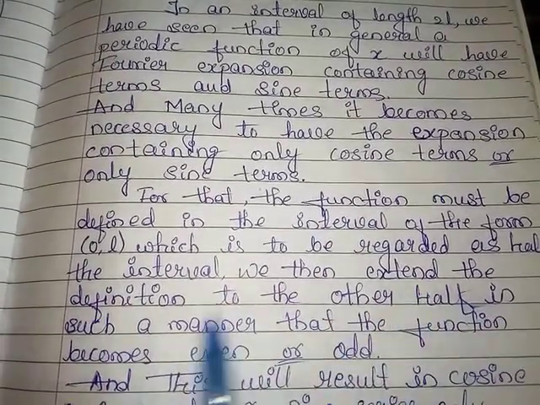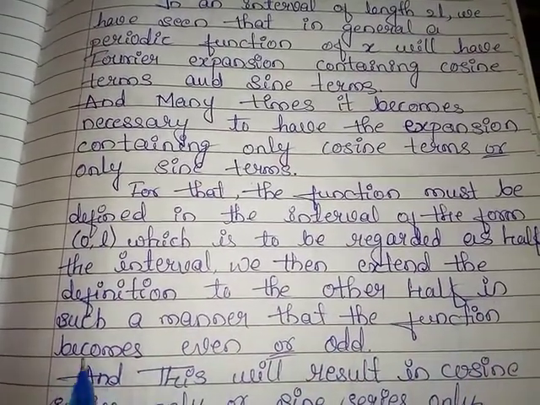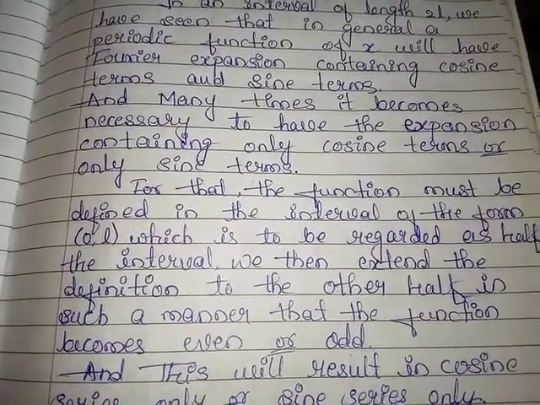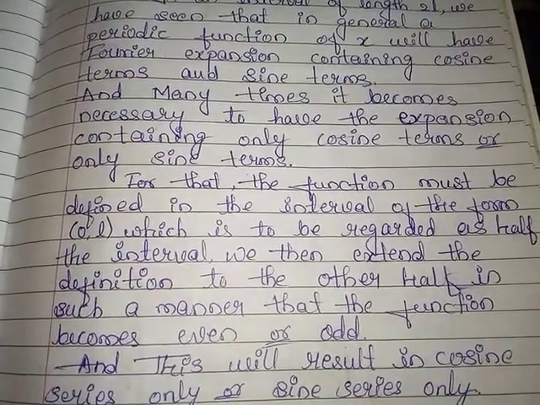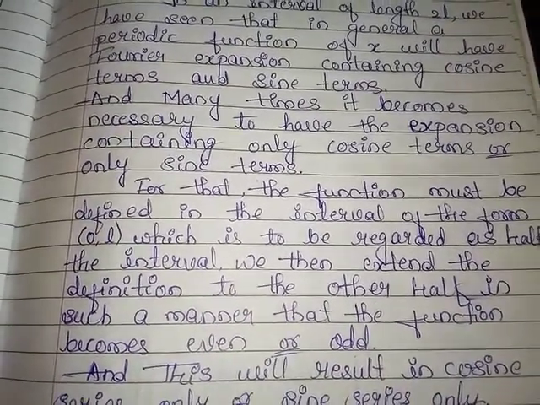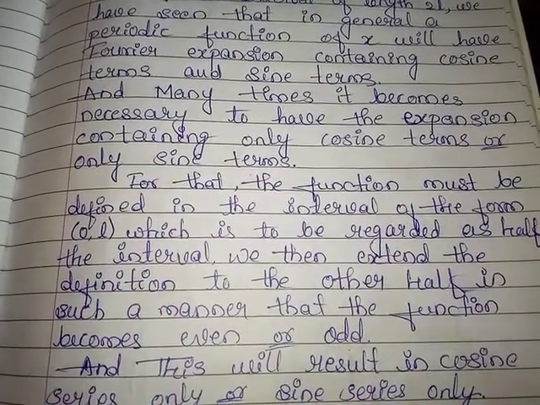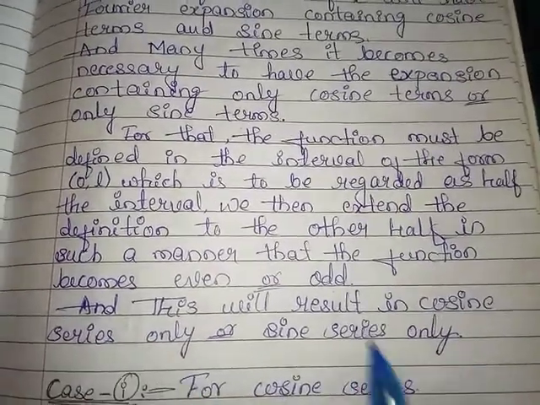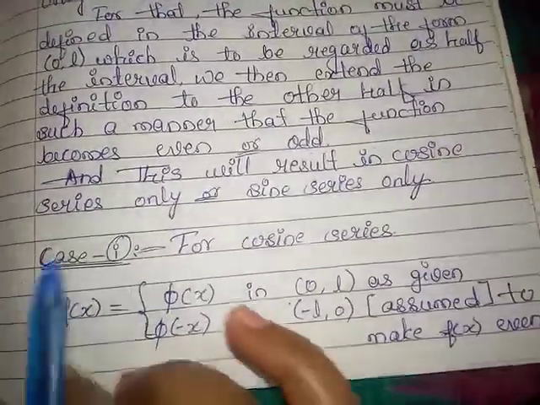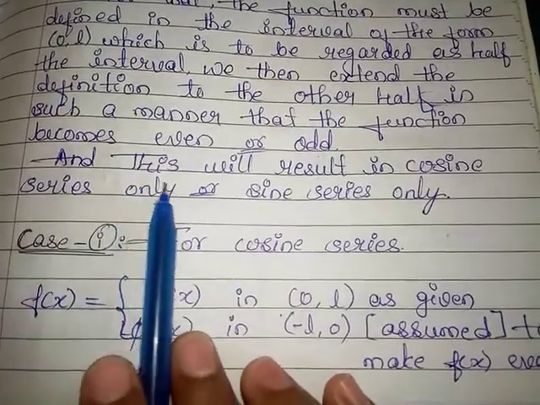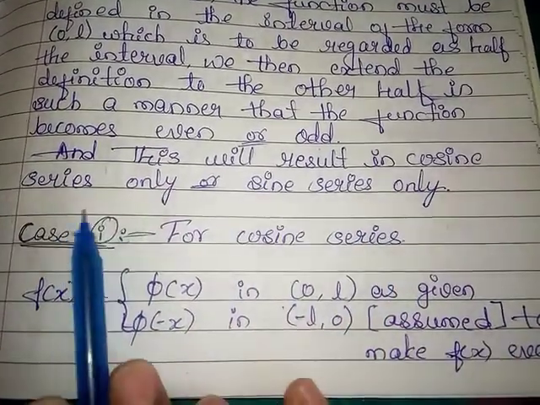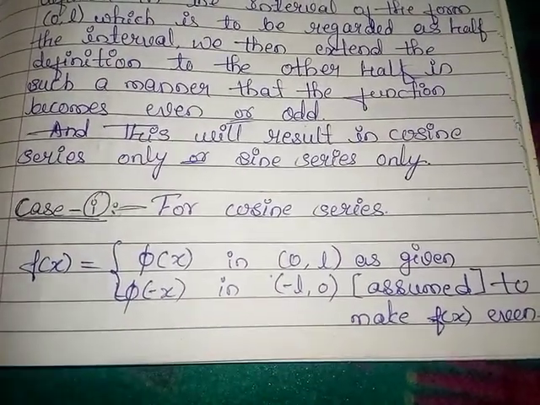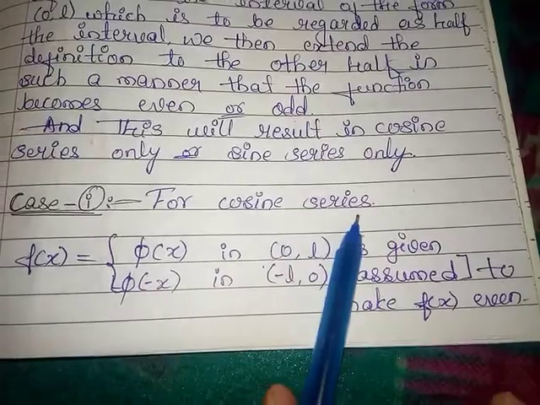We then extend the definition to the other half in such a manner that the function becomes even or odd. Here also we have to distinguish the expansions, that is the cosine series or sine Fourier series, on the basis of even and odd functions, and this will result in a cosine series only or sine series only. Here we have two cases. First one is for the cosine series.